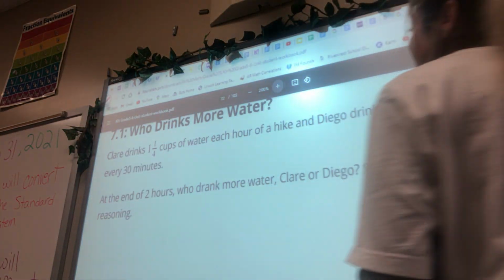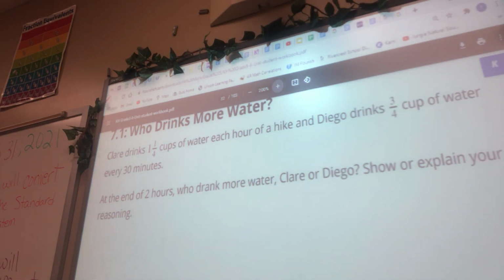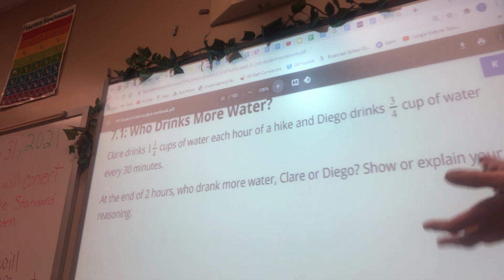We should be on page 169. We are working with measurements again today, but instead of length, like we did with inches and feet and miles and yards, now we're going to be working with liquid measurements. So we're going to be working with ounces and cups and pints and quarts and gallons. This first one just has you working with cups.